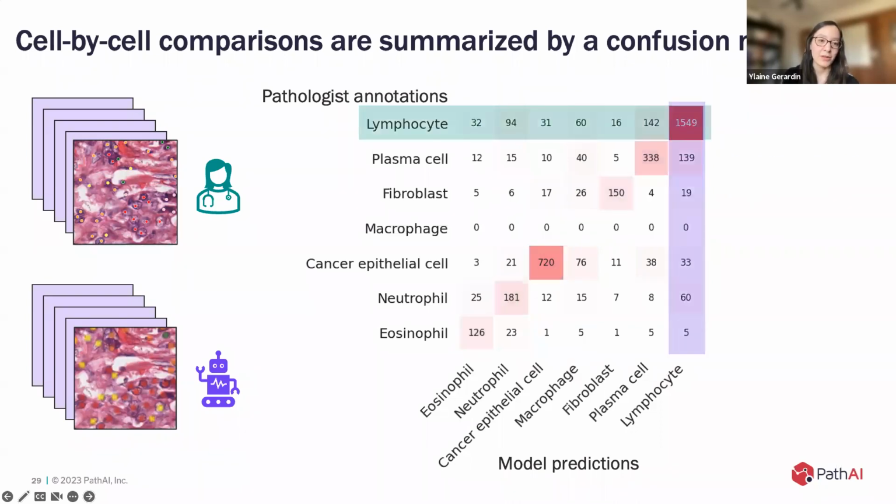We'll take as an example these lymphocytes. So of the pathologist predicted lymphocytes, most of them were also predicted as lymphocytes by the model, which is good. And then the greatest source of confusion here, you can see over here or over here, of lymphocytes were with neutrophils or plasma cells. So those were where the model was tending to get confused about what's actually a lymphocyte versus another kind of immune cell.